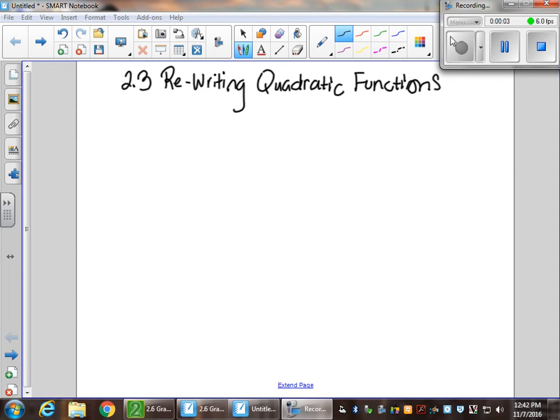This lesson will be our day one of a new section called 2.3, because we just finished 2.2. So 2.3, rewriting quadratic functions.